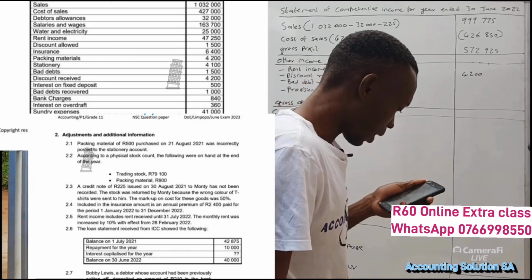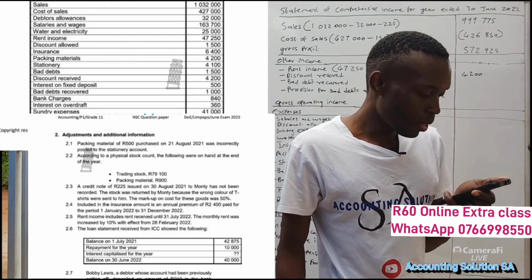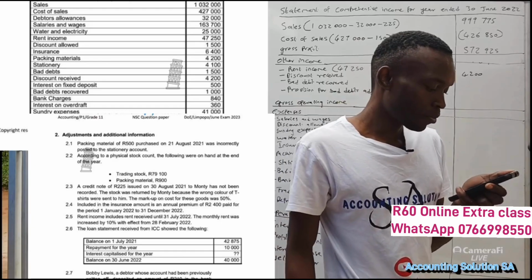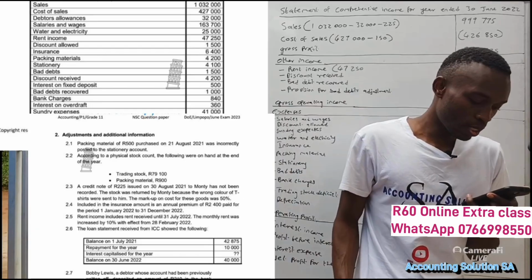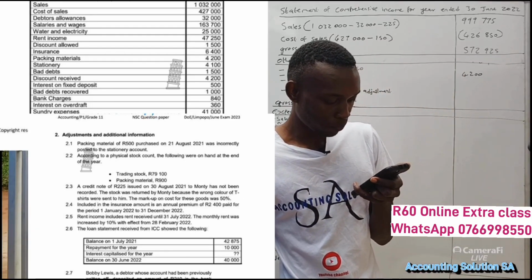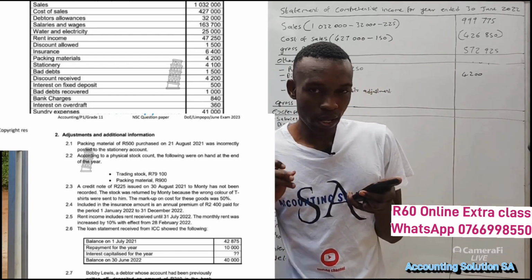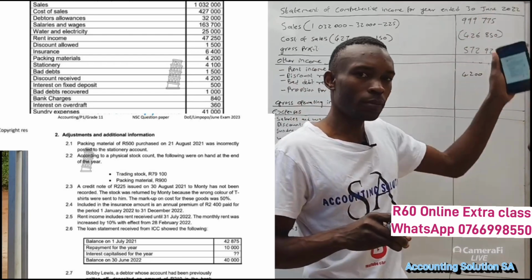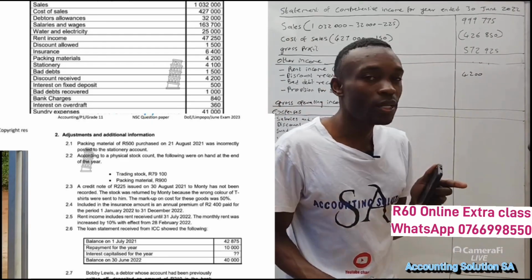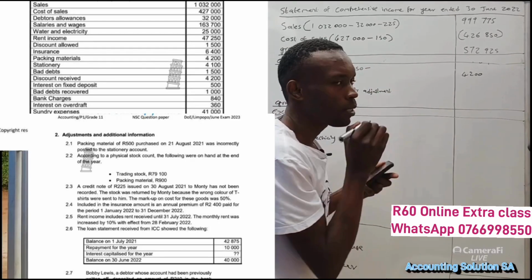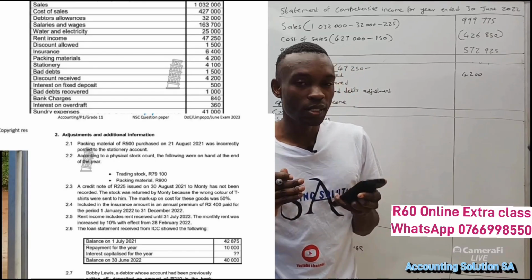Okay, now we have to go to additional information number 2.5. They said rent income includes the rent received until 31 July 2022. The monthly rent was increased by 10% with effect from 28 February 2022. So in this case, what happened is that they already included the rent for July. They included rent for July, and remember, our year is ending June, which means that there is advance payment, which is not allowed under the income statement, which means that we have to subtract here. But now the question is, how much are we going to subtract? Okay, we have to do some complex calculation in this case.